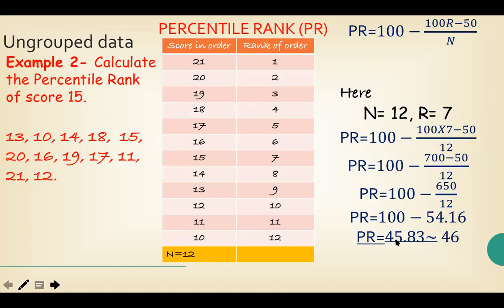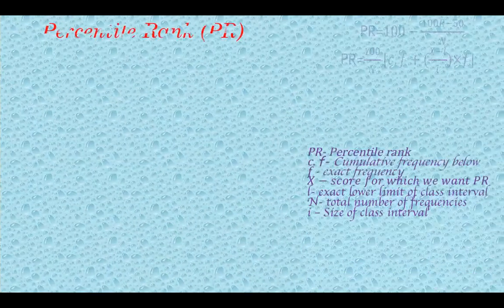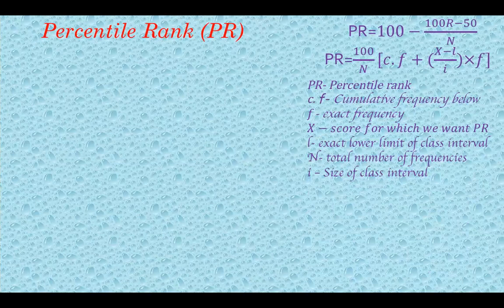So 45, after 45 what is it? 46. So I have written that the percentile rank of the score 15 is 46. Okay, what does this mean? Percentile rank of the score 15 is 46. This means 46% of cases lie below the score 15. Have you got it?